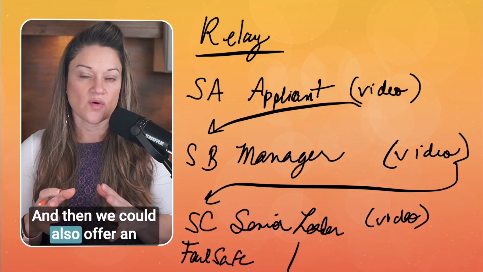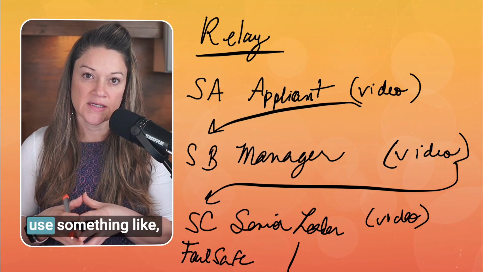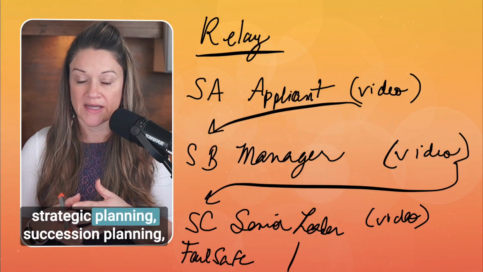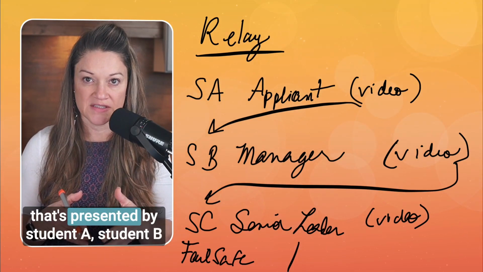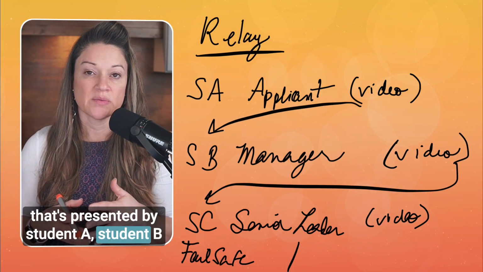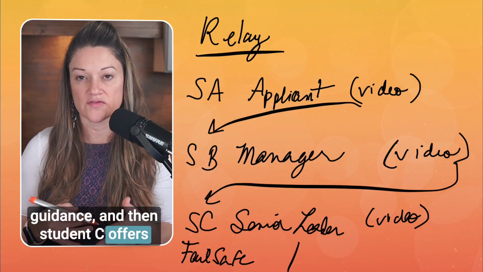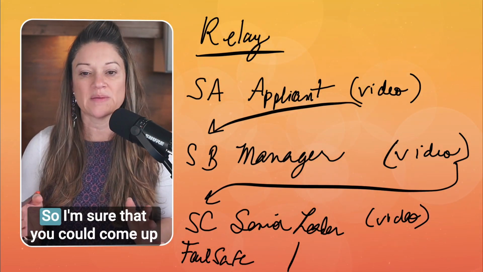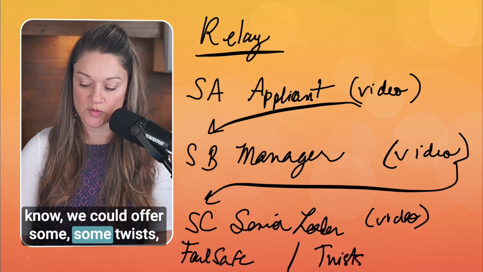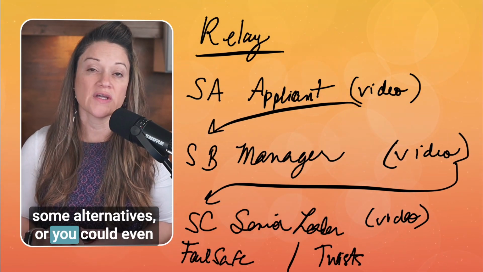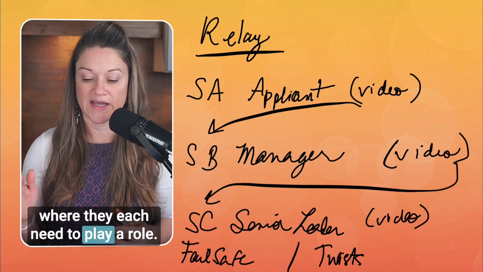And then we could also offer an alternative twist. So instead of hiring, you could use something like strategic planning, succession planning, where there's a leadership challenge that's presented by student A. Student B could play the role of a mentor, providing guidance, and then student C offers some final coaching. So I'm sure that you could come up with many different scenarios, but we could offer some twists, some alternatives, or you could even have students come up with different scenarios based on their teams where they each need to play a role.